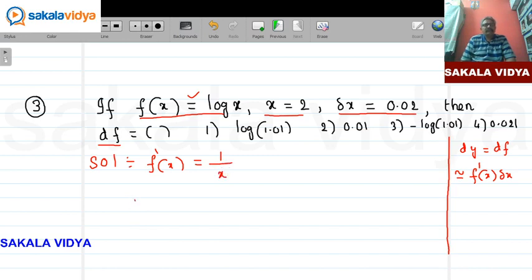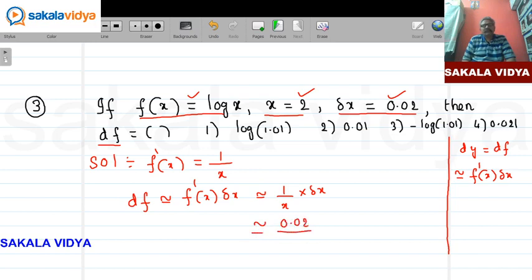Now df is approximately equal to f dash x into delta x. So approximately equal to 1 by x into delta x. Let us substitute the respective values. X is equal to 2, delta x is equal to this value. Approximately equal to 0.02 by 2. So approximately equal to 0.01. So the second option is the right option.